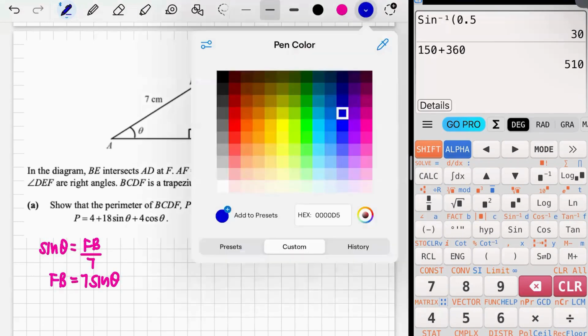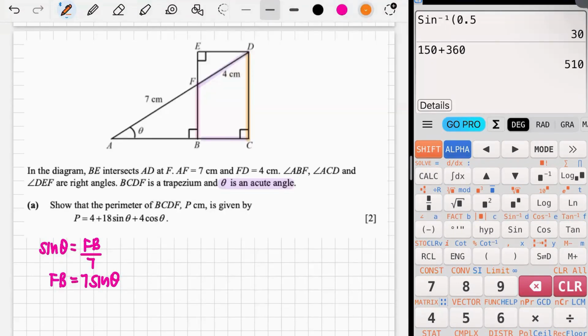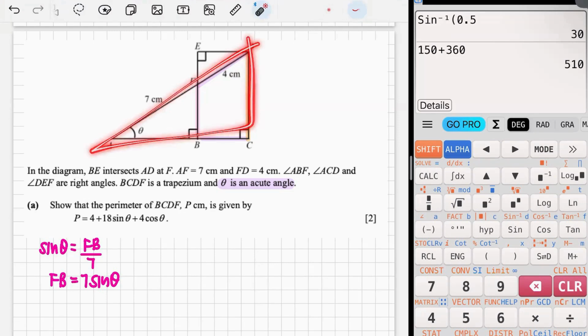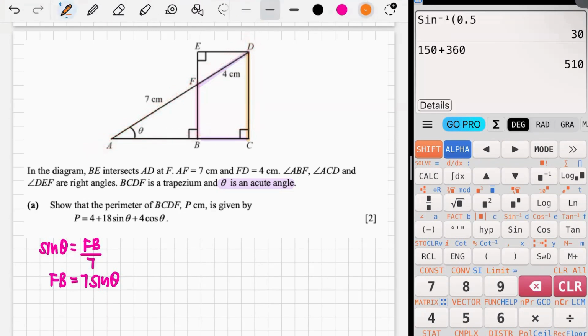Now I'm going to find the yellow one, yellow DC. Look at the big triangle DAC. So we're going to use SOH CAH TOA as well. AD is 11. So same thing, sine theta is DC over 11. So my DC is 11 sine theta.